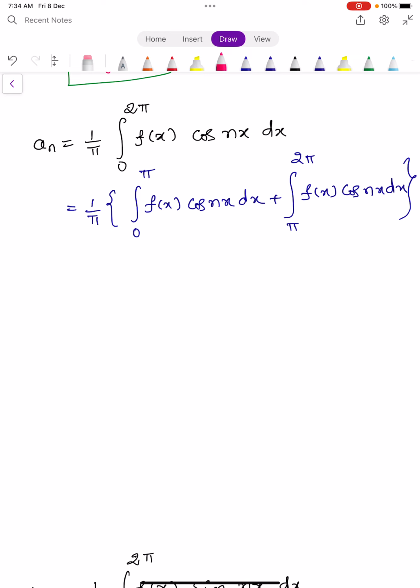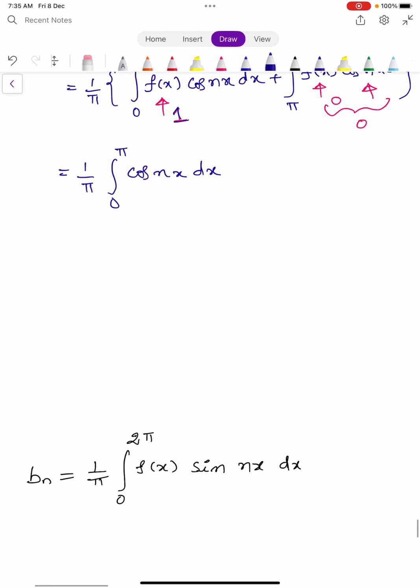Again here, for the integral 0 to pi, the value of f of x is 1. For the integral pi to 2 pi, the value of f of x is 0. So this second integral completely becomes 0. We solve only the first integral: 1 by pi integral 0 to pi, where the value of f of x is 1, so you simply get cos nx dx. So it is equal to 1 by pi times the integral of cos nx, which is 1 by n sin nx, with limits from 0 to pi.